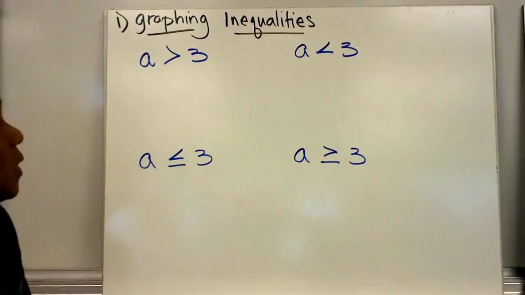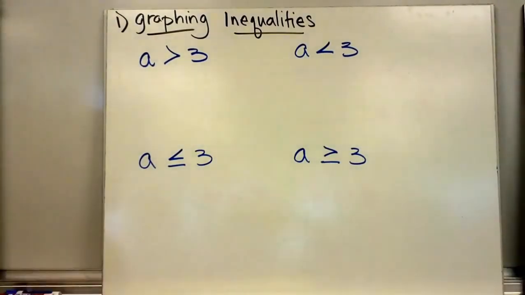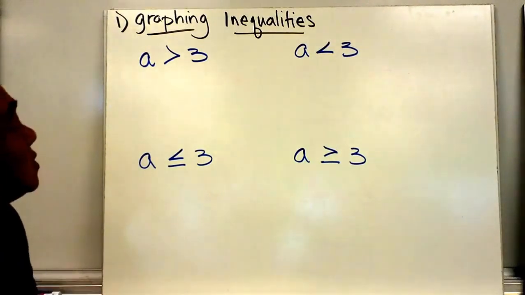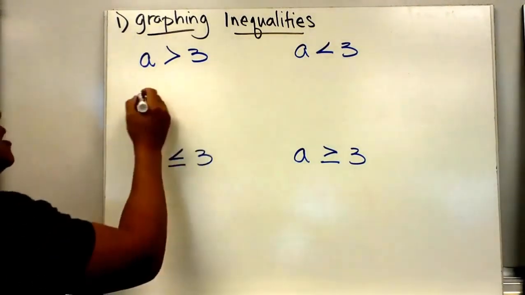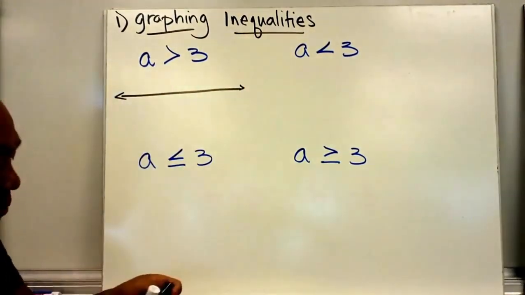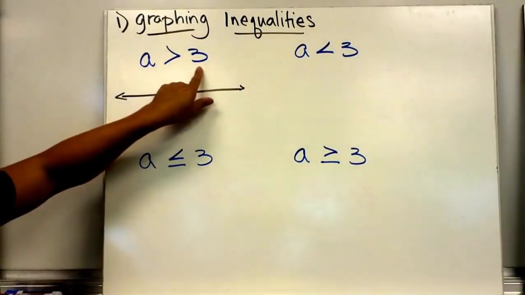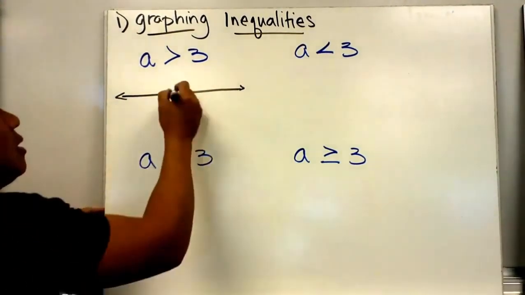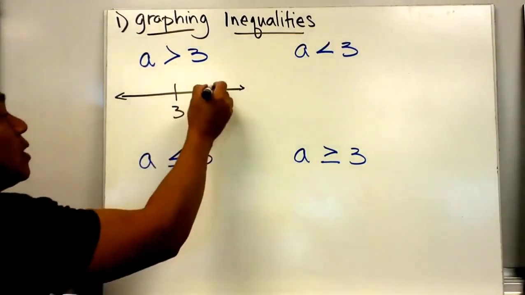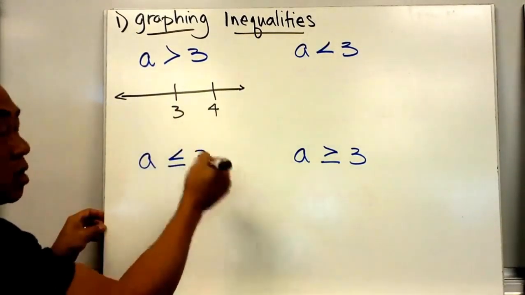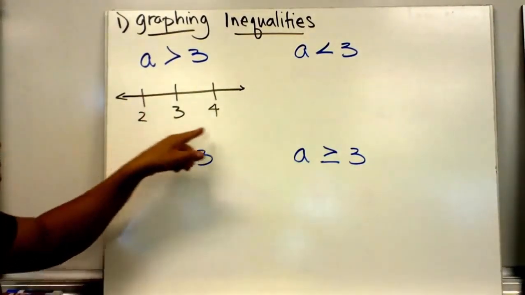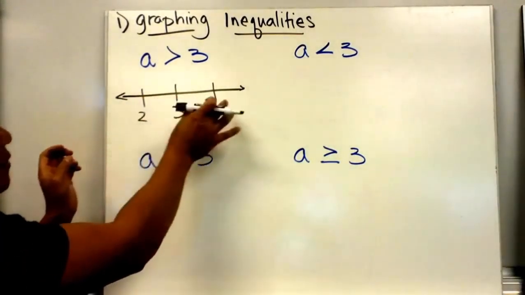Alright, so let's go ahead and graph inequalities. To graph inequalities, the first thing that we need to do is we need to have a number line. So all we're going to do is create a number line. And I'm going to see what number I'm trying to graph here. So if I have a 3, I normally want to make 3 in the middle. Now above 3 is 4, below 3 is 2. And again, you want to make your number line pretty evenly spaced.